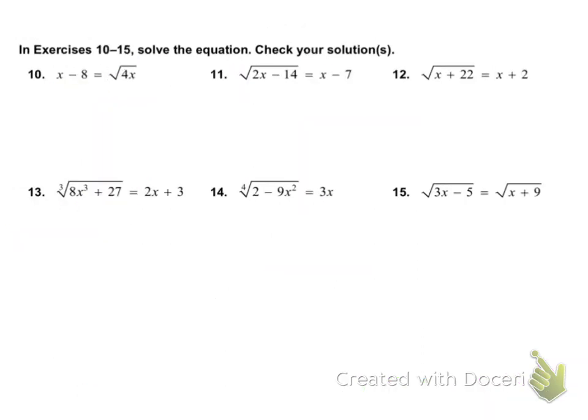Look at number 10. The radical is isolated, but we have another variable on the left side of the equation, right? Okay, so we're still going to square both sides to get rid of that radical.